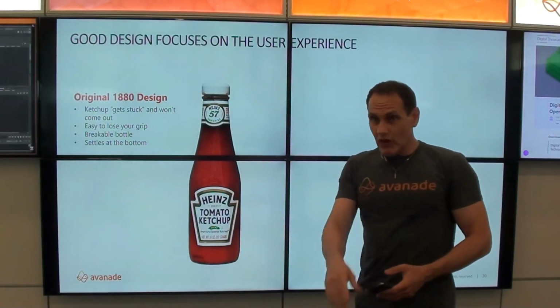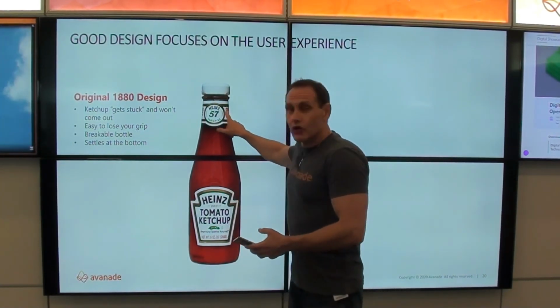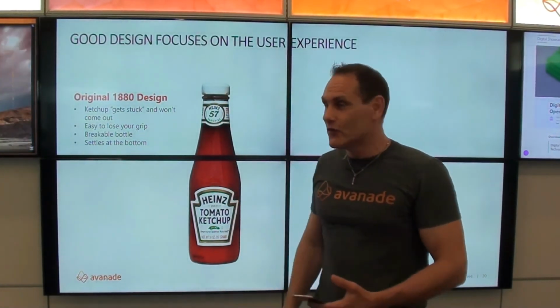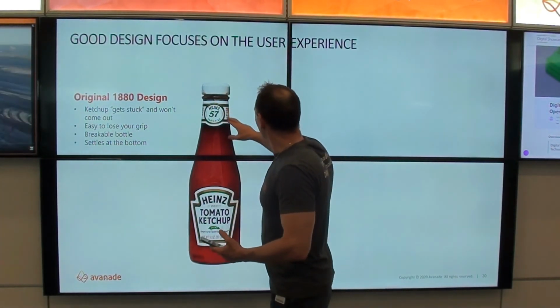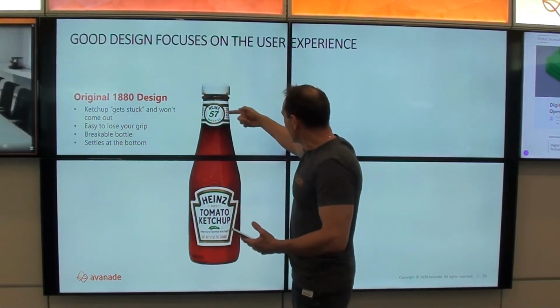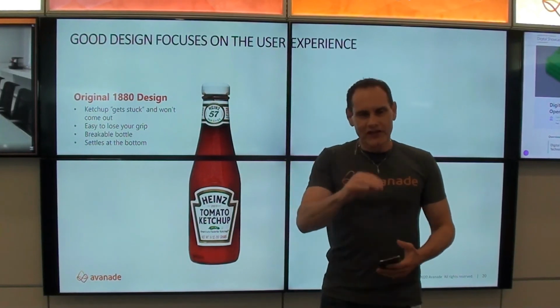From an instruction perspective, the good folks at Heinz actually realized all of these issues, because on the side of the original bottles, on the label, there were instructions on how to get the ketchup flowing.